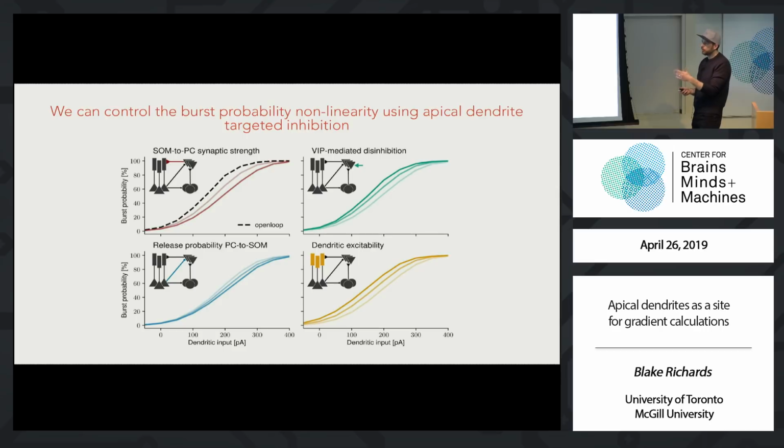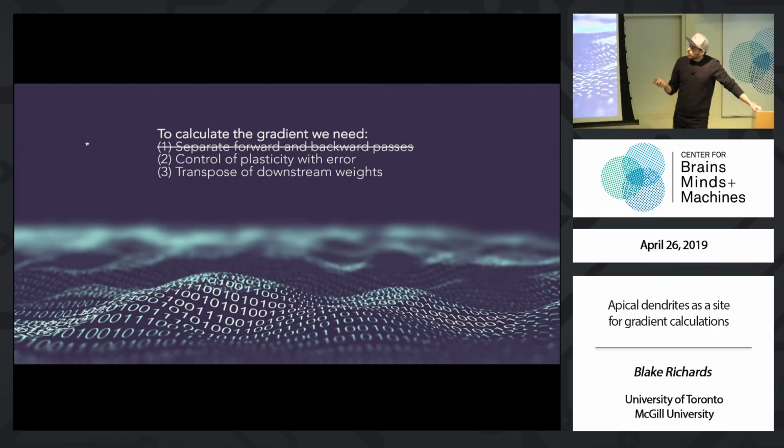But the take-home message from this section is, theoretically, with ensembles of pyramidal neurons and incorporating the nonlinear properties of apical dendrites that we see, you should be able to simultaneously communicate bottom-up and top-down signals in the neocortex. So on some level, we can maybe cross this one off our list, and we don't have to worry about having to do separate forward and backward passes so much. So what about controlling plasticity with error?